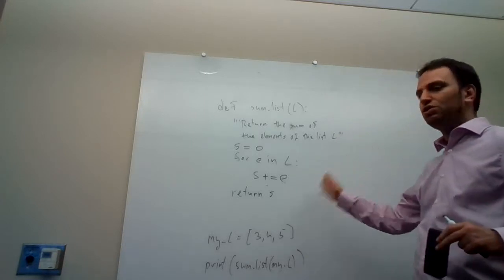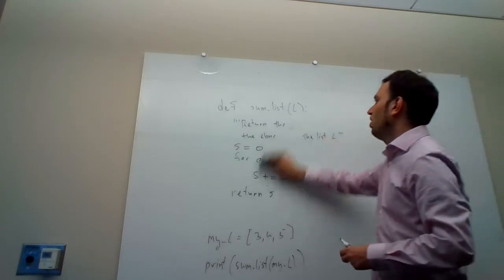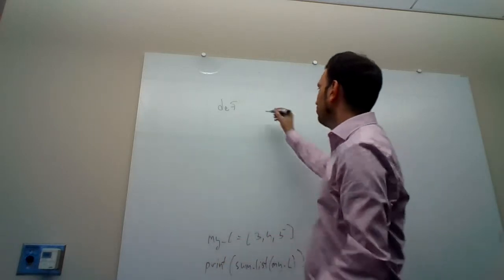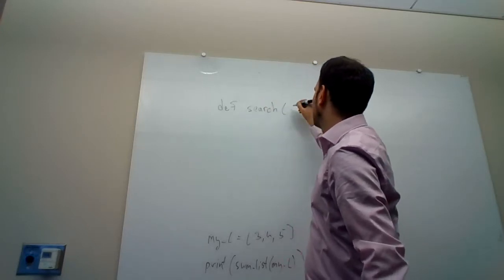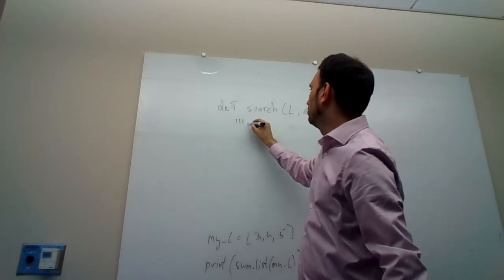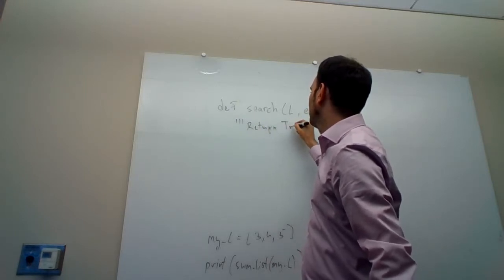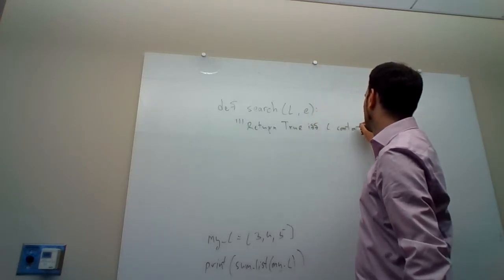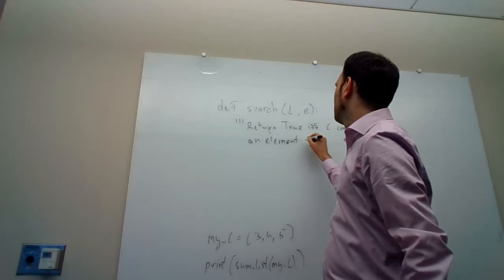So what I want to do now is actually use this property of the return in order to do something useful. So I write a function named search, and that's going to take L and E. And what I want to do is return true if L contains an element that's equal to E.